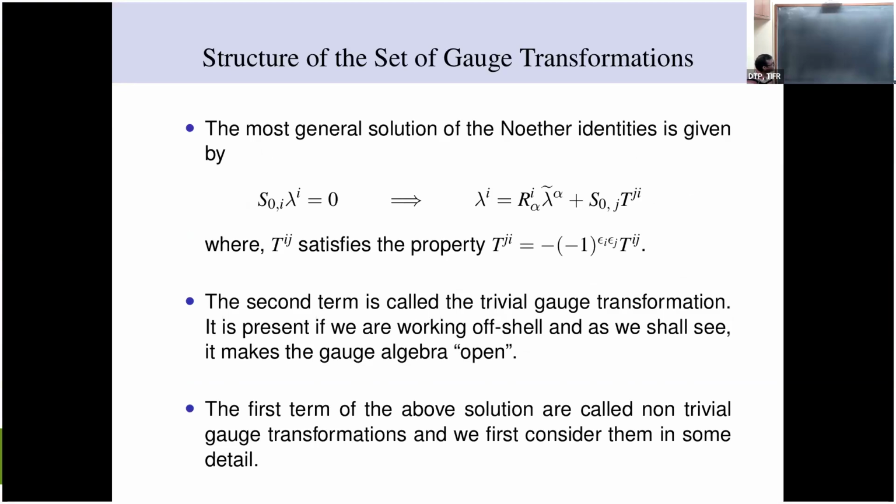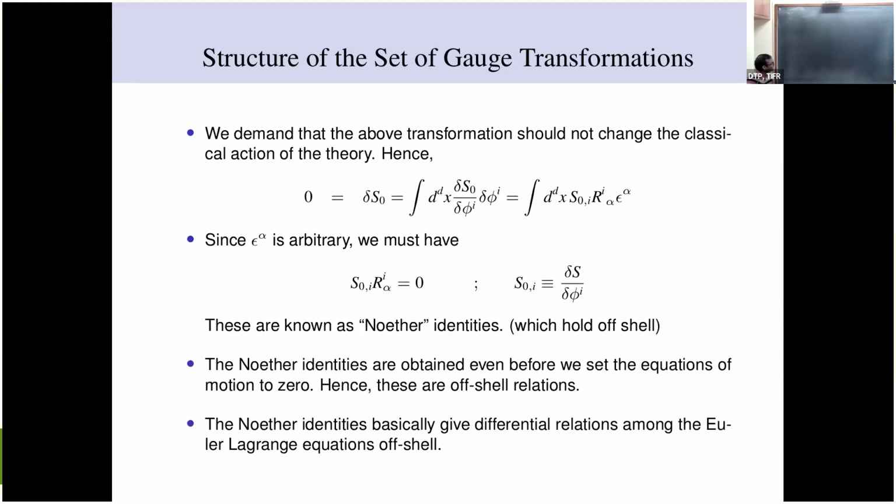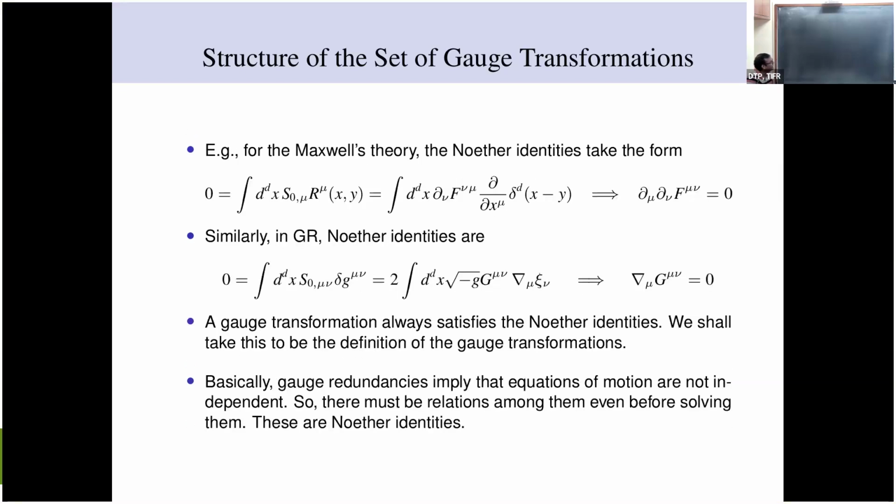So what I'm asking is a very simple question. We have this identity, S0,I R^I_alpha equal to 0, and we want to find the most general solution. Solution means what possible gauge transformation will keep your action invariant. So you're saying R^I_alpha, the variation delta phi^I is R^I_alpha, clearly does, because S0,I was the variation of the action with respect to phi^I, but something more also. Now I answer the question.